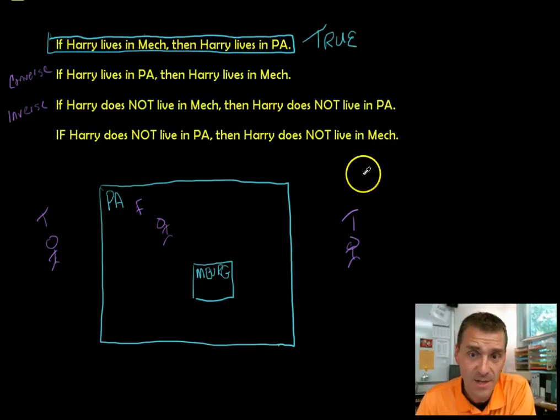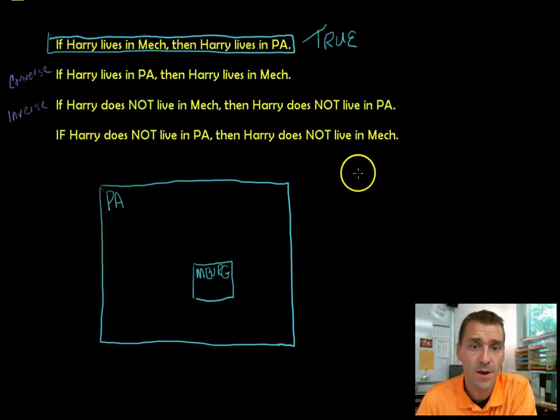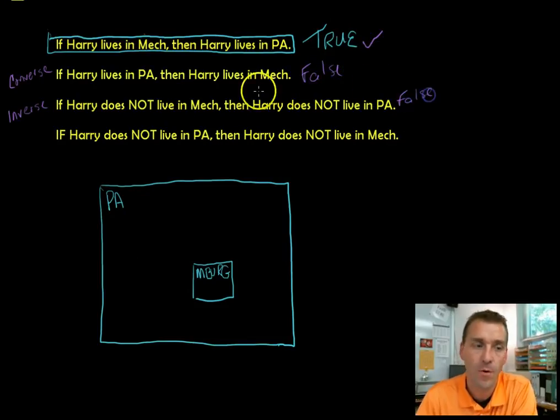So sometimes inverses are not always true. Now they could be, but sometimes they are not. So if I started with this one being true, remember this one was false, and this one was false. Now we're on to the last one, which is this one. This is called the contrapositive.